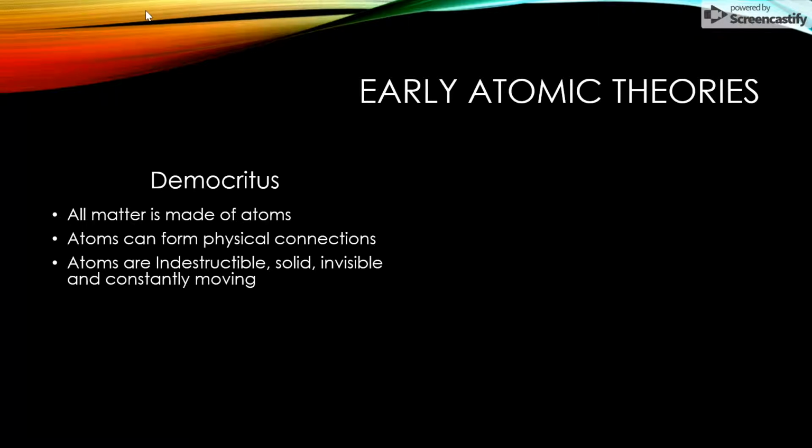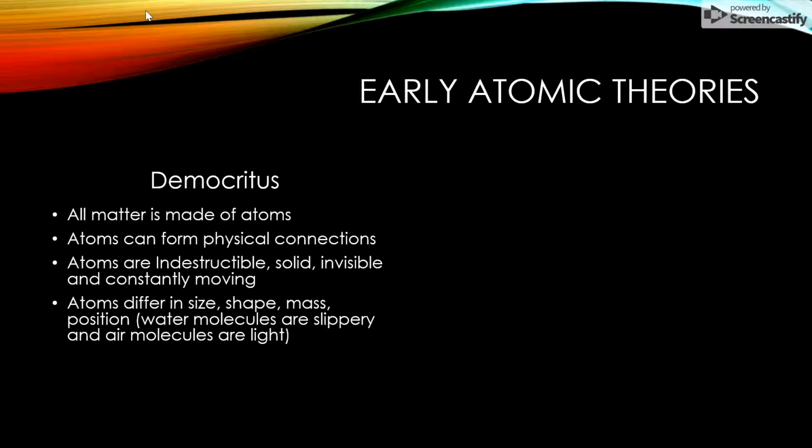Number 3, atoms are indestructible, solid, invisible, and constantly moving. The first part of this was disproved by the Manhattan Project in the 1930s, which showed that using a tremendous amount of force, an atom can be split apart. However, it does not happen naturally and can only happen synthetically.